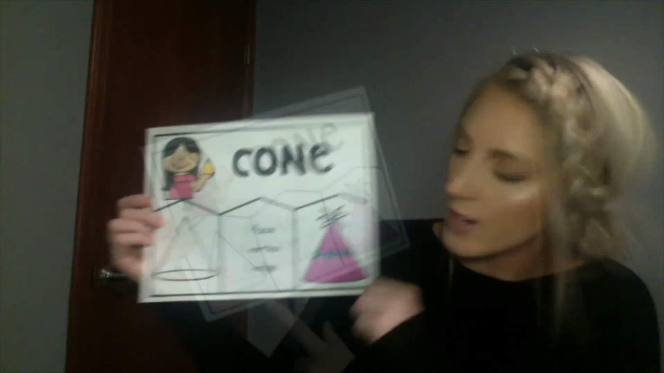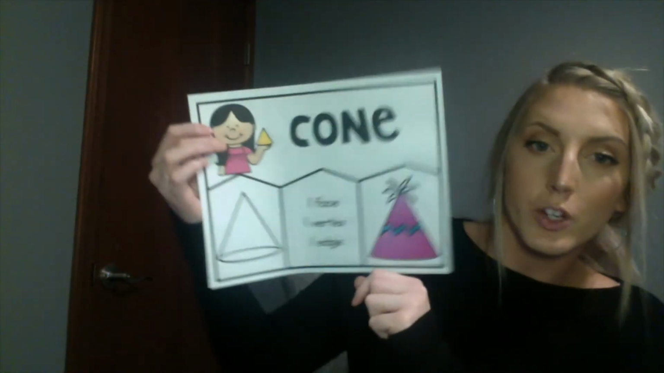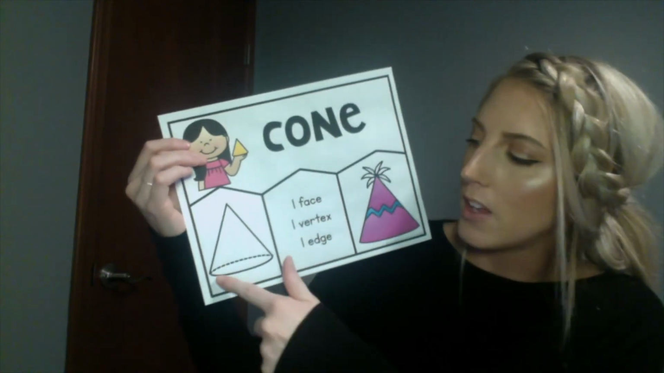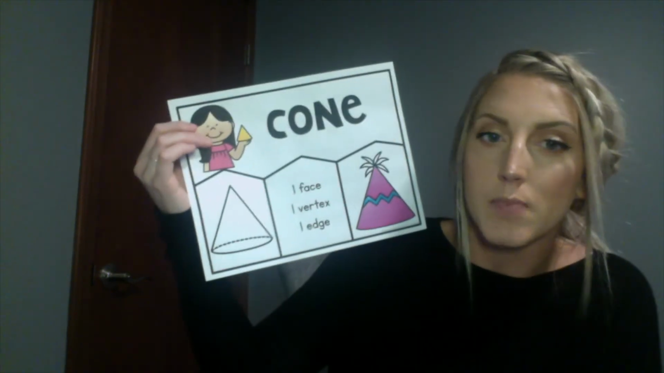There's 1, 2, 3, 4, 5, 6, 7, 8, and 9. And that is a triangular prism. Now the next shape is a cone. When you draw a cone, to show that it's 3D, make sure you have those dotted lines at the bottom.